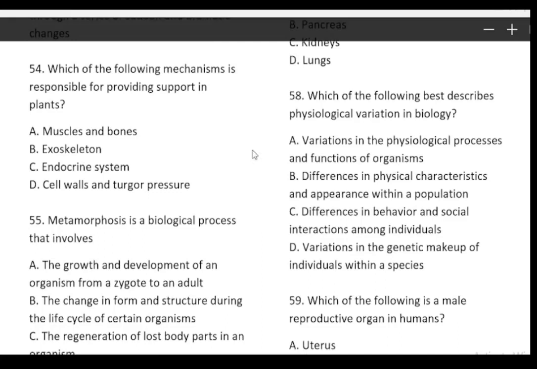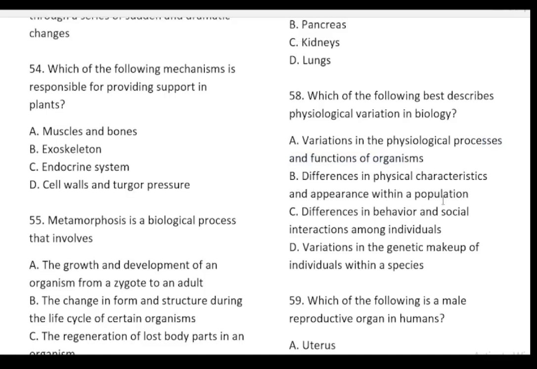And then question 58. Which of the following best describes physiological variation in biology? A. Variations in the physiological process and functions of organism. B. Differences in physical characteristics and appearance within a population. C. Differences in behavior and social interactions among individuals. And then D. Variations in the genetic makeup of individuals within a species. When we look at that, we find out that our answer is option A.